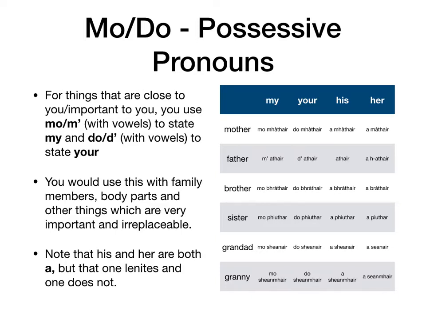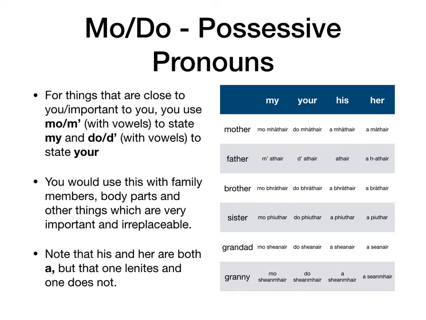The Gaelic for his is a, and it's a mhathair, athair, a phiuthar, and so on. So you notice it works like mo and do. But you also notice slight difficulty. The Gaelic for her is also a. But if you notice, it doesn't lenite. A màthair, a h-athair, a piuthar, and so on.